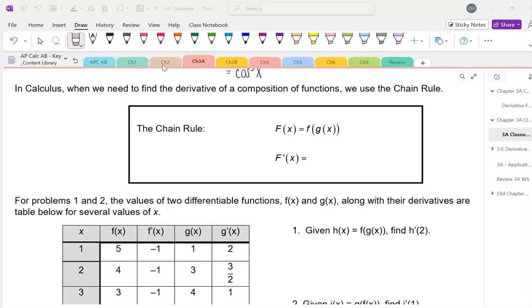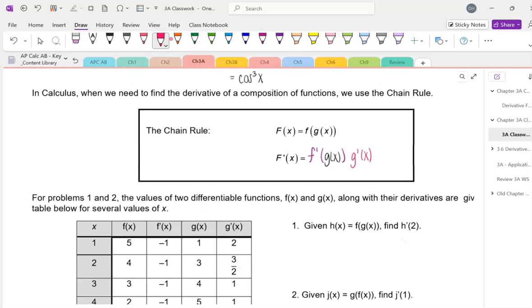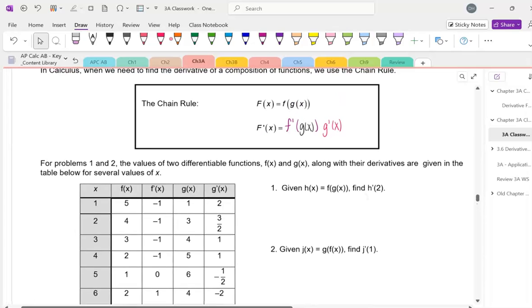So with the chain rule, you're going to have to think about the inner and then the outer. To start with, you're going to take the derivative of the outside piece. So we've got f prime, and then you're going to leave the inside exactly how it is. So I'm going to leave it as, in this case, g of x. And then after that, you're going to multiply by the derivative of the inside piece, which is then g prime of x. So you're going to take the derivative of the outside multiplied by the derivative of the inside. And that is how you're going to work with chain rule, all right?